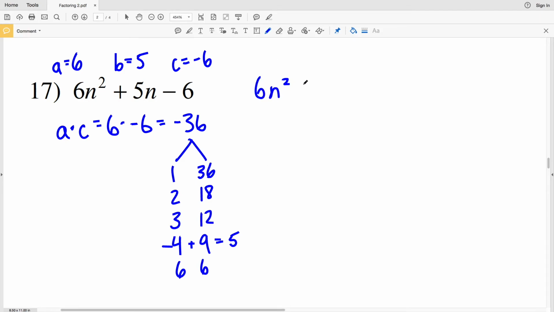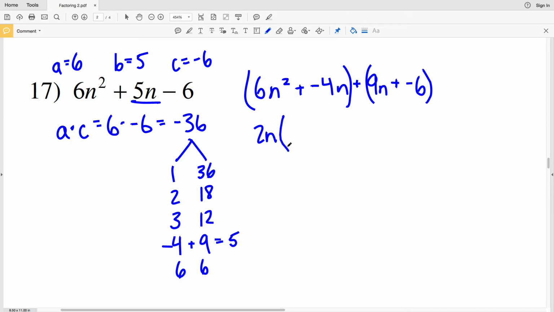So I'll have 6n squared plus negative 4n plus 9n minus 6, or plus a negative 6, however you feel most comfortable writing it. And see that 5n is indeed negative 4n plus 9n. Grouping my first two terms and my last two terms together, I'm now going to pull out a GCF from each. 2n will get pulled out of my first term, so that'll be 3n plus negative 2, or minus 2. And then 3 will get pulled out of my second terms, so that's 3n plus negative 2, or minus 2.